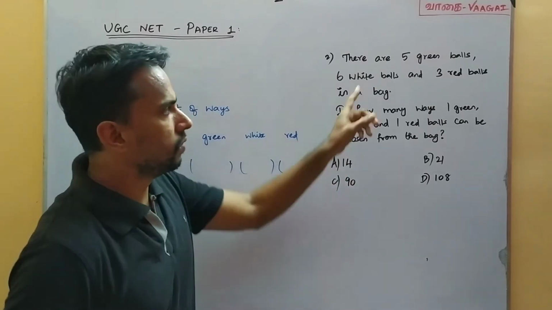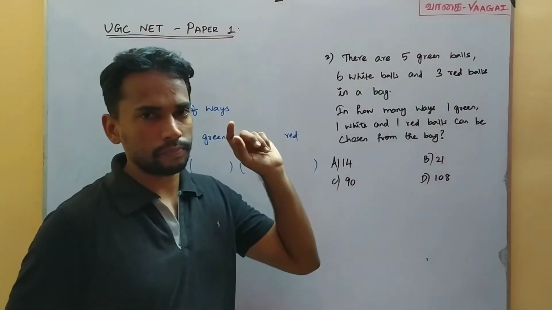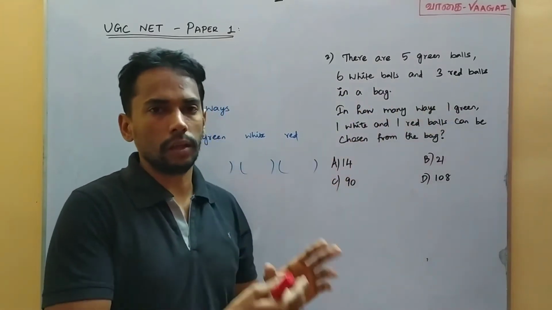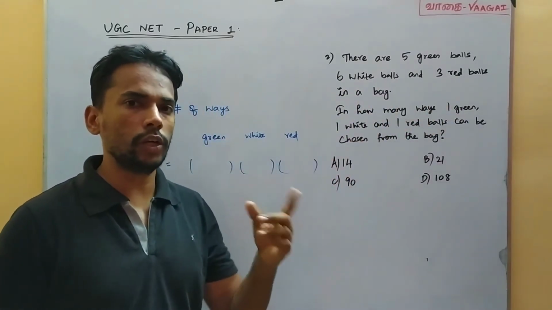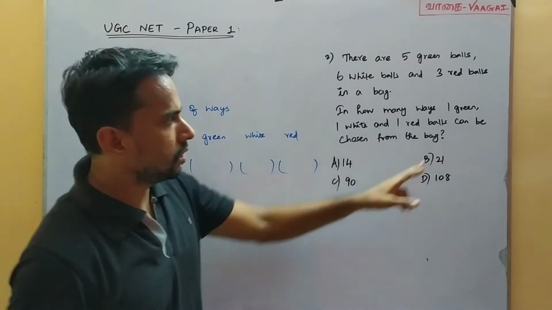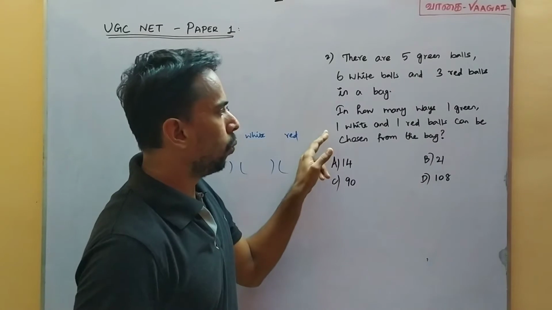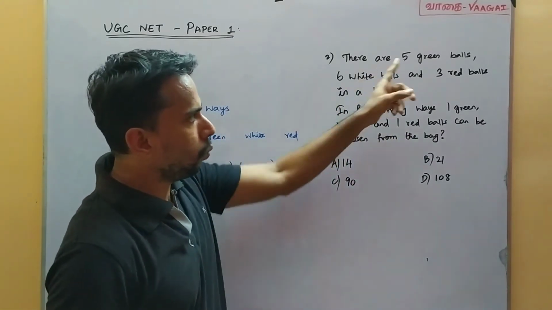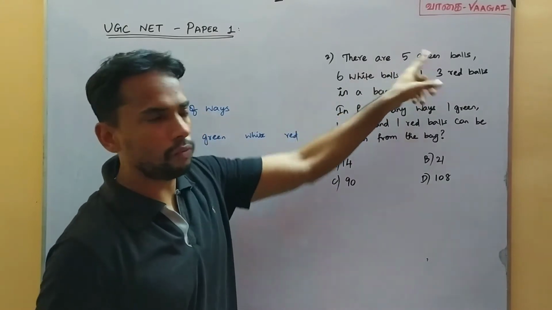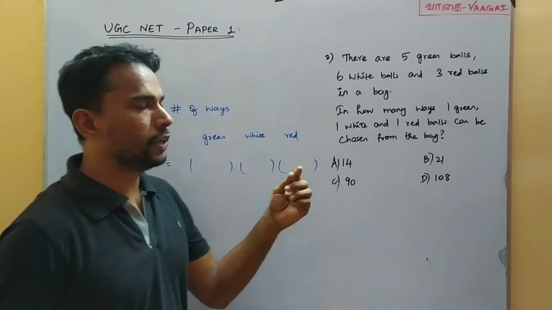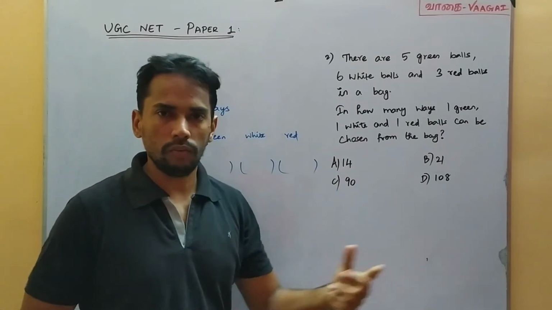This is our collection. There are 5 green balls, 6 white balls and 3 red balls in the bag, and from it we need to select 3 balls. But how should the 3 balls be? It should be 1 green, 1 white and 1 red. That is, we need to pick exactly one ball from each of these colors. This is our question. So we are going to choose 1, 1, 1 from each.